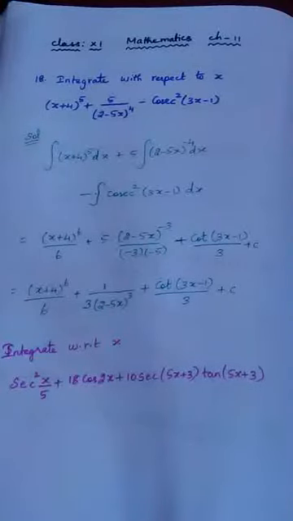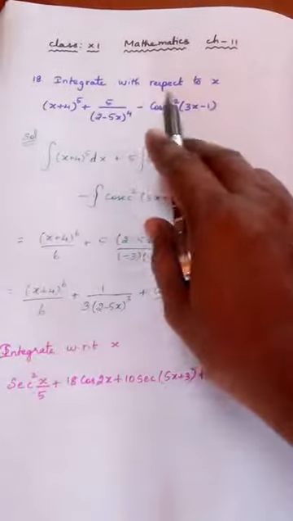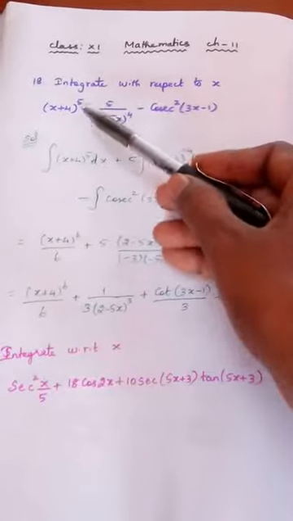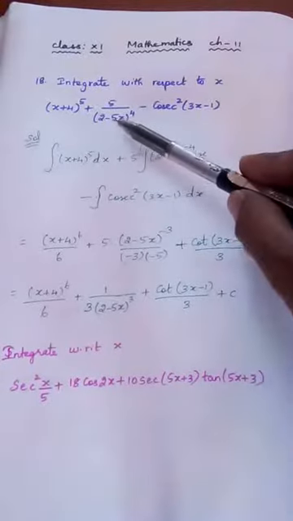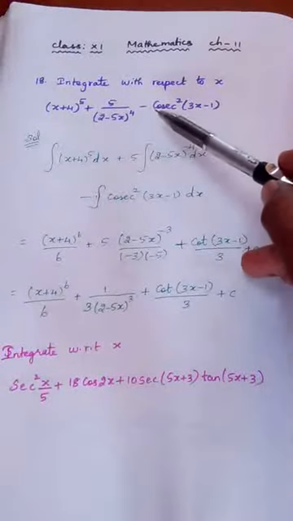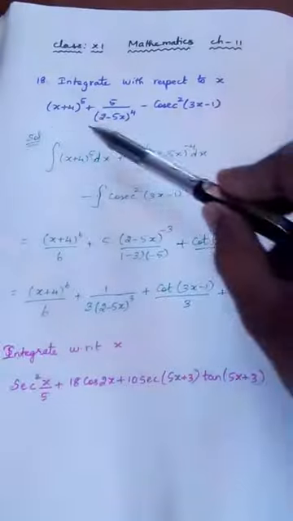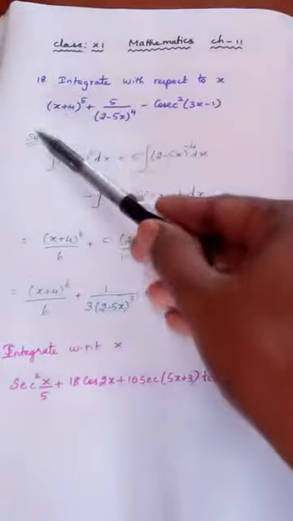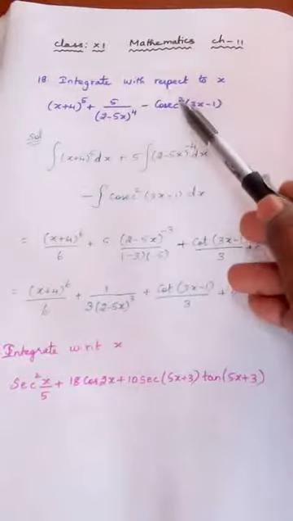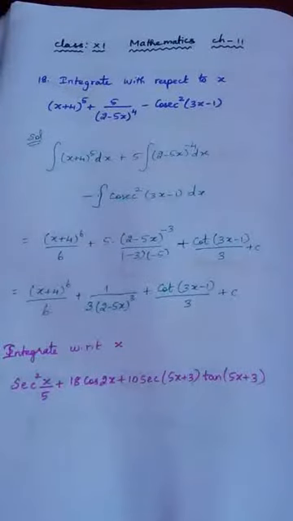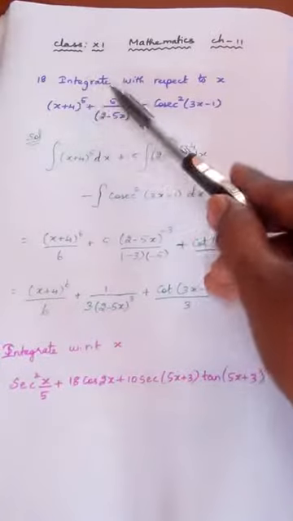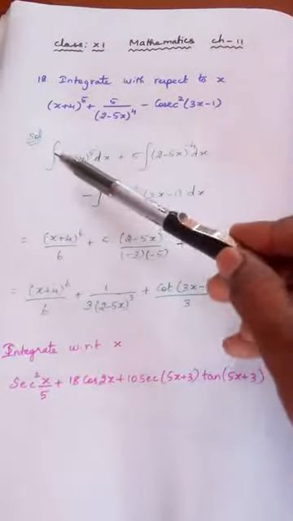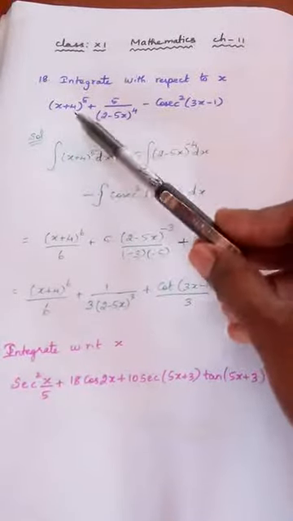Problem number 18. Integrate with respect to x. The function is given: (x + 4)^5 + 5/(2 − 5x)^4 − cosec²(3x − 1). So we need to integrate this, and this expression has 3 terms, right? 1, 2 and 3 terms are totally present in this expression. So since we need to integrate, we are putting the integration symbol. Since 3 terms are there, using the integration property we can split the integration into 3.